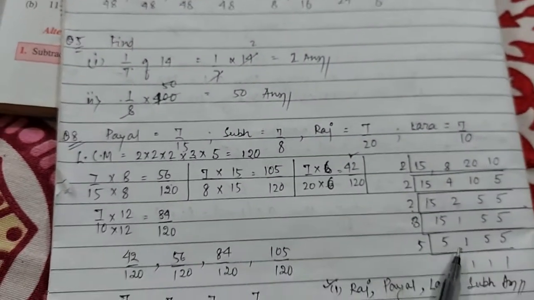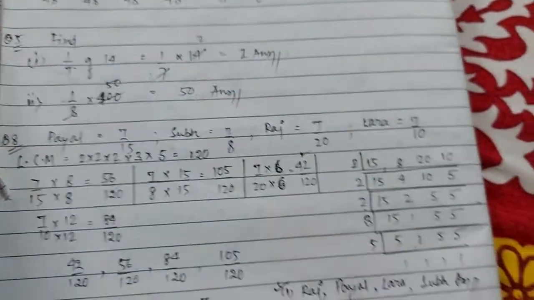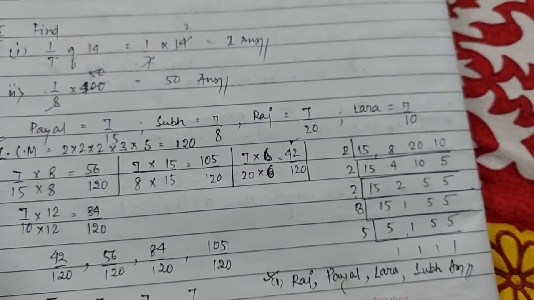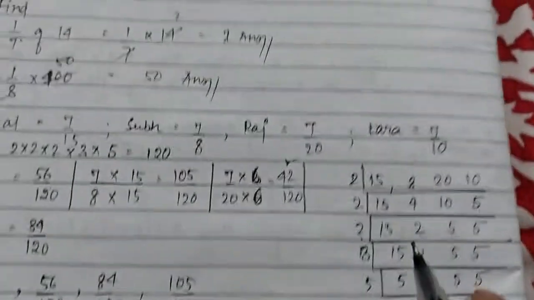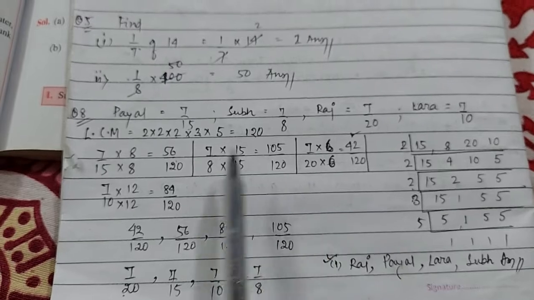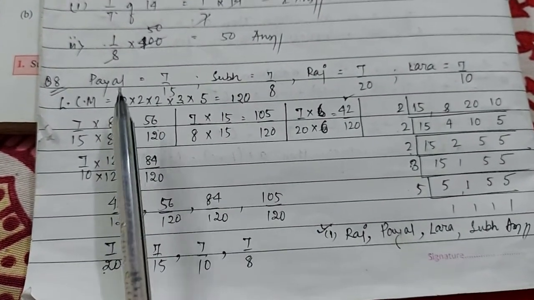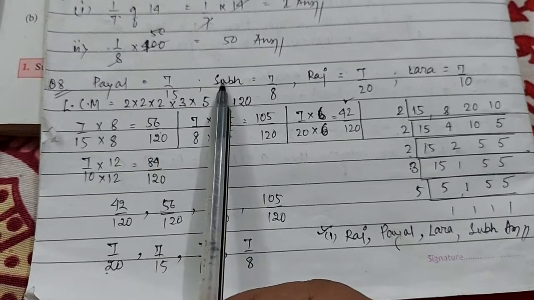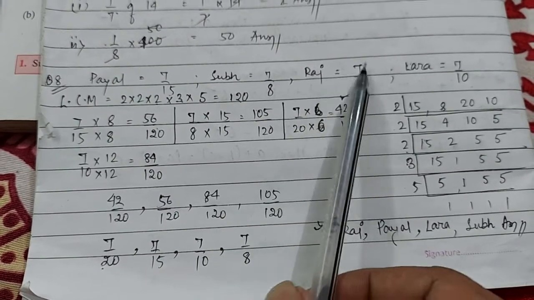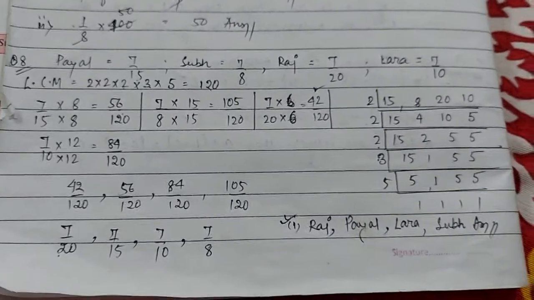So in question number 8, you read the question. We have to arrange the names of the children in order from the least to greatest. Least to greatest means again we have to do in ascending order. So the first step is that Payal got 7 by 15, Shubh got 7 by 8, Raj got 7 by 20 of the chocolates, and Lara got 7 by 10 of the chocolates.